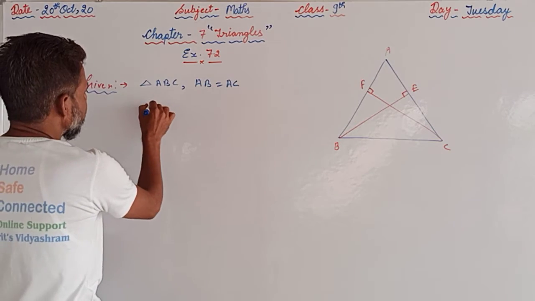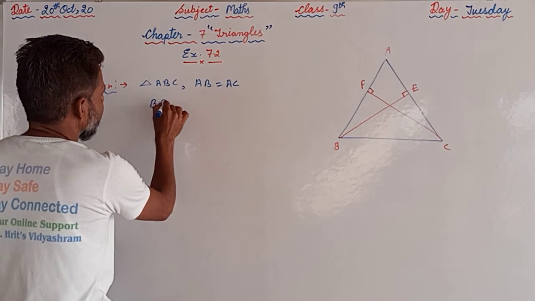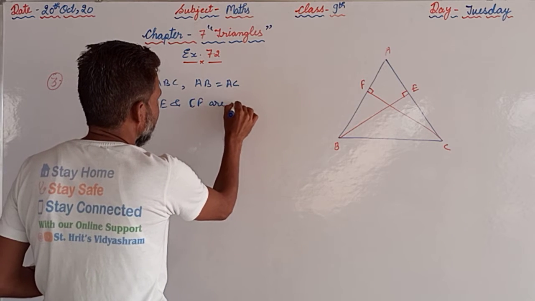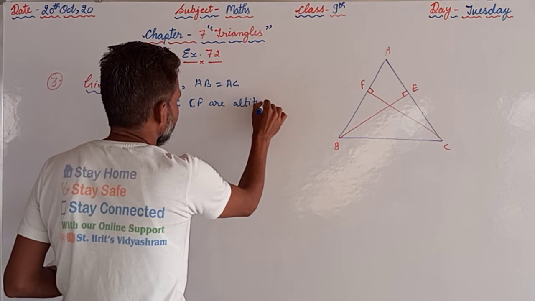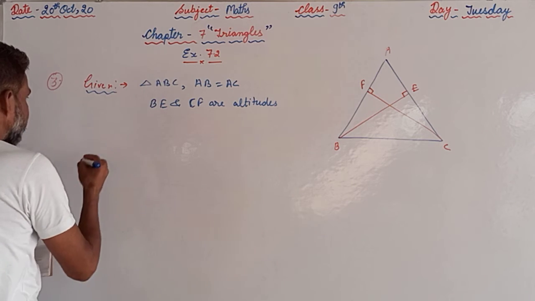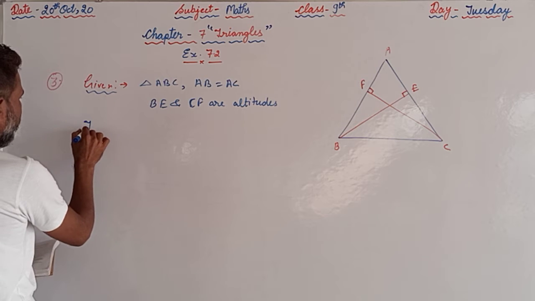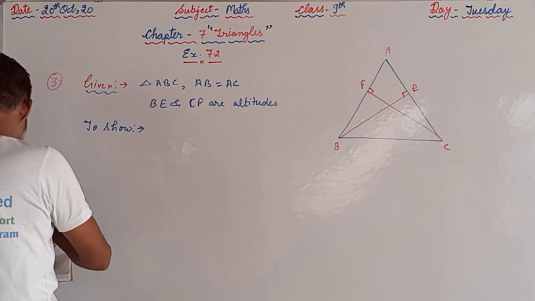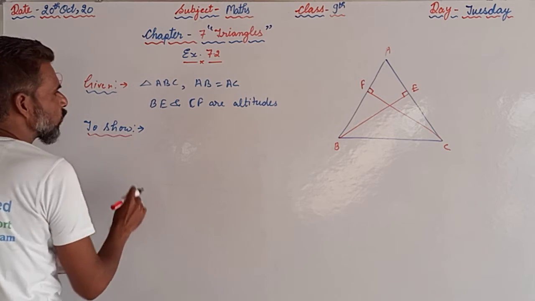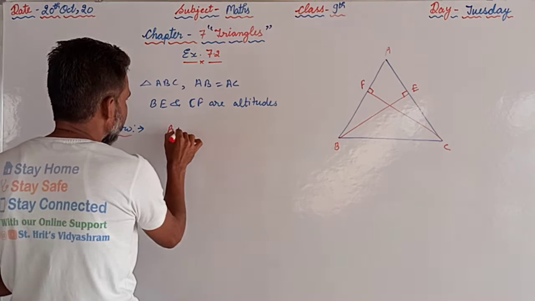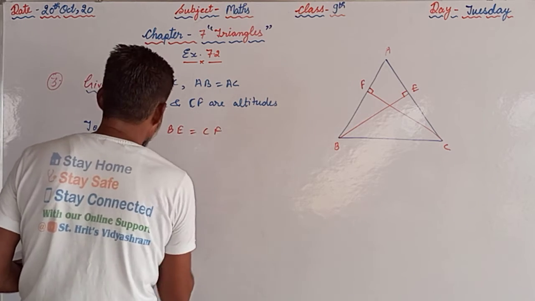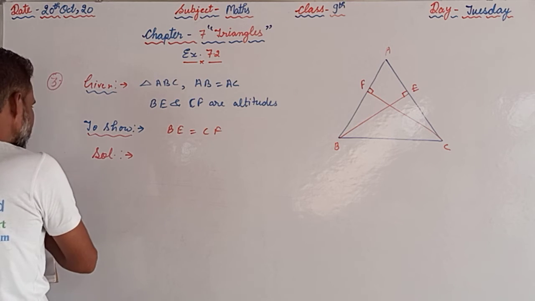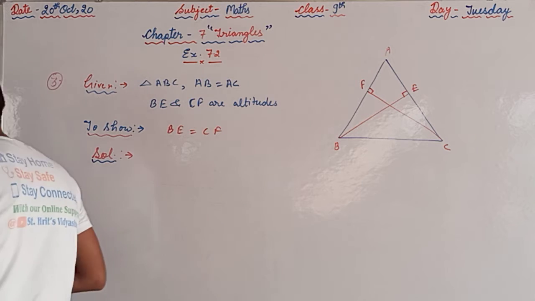At the same time we can say that BE and CF are altitudes. Now, to prove or to show, what do we have to show? We have to show that these altitudes are equal in length, meaning BE is equal to CF. After that we are supposed to solve, meaning we are supposed to show.